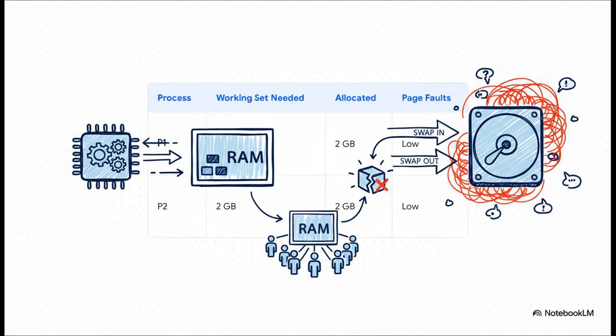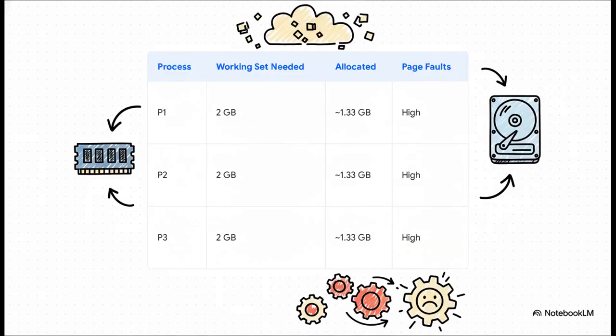Our 4 gigs of RAM are now full, but hey, everybody's happy, page faults are low, and the system feels fast and responsive. This is a healthy state. Okay, now let's launch that third program. We now need 6 gigs of memory, but we only have 4. So the operating system, trying to be fair, divides the 4 gigs up between all 3. Now nobody has the 2 gigs they need.